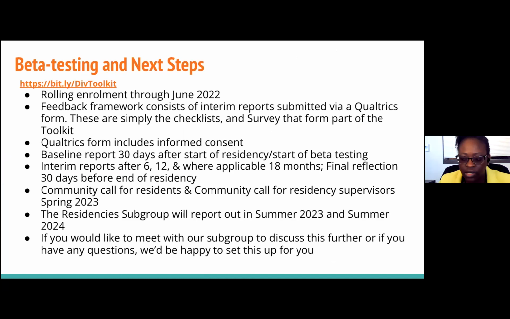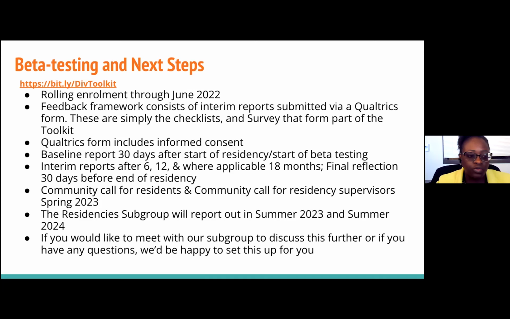So the next step for us is beta testing the toolkit. We are looking for institutions to take part in essentially field testing the toolkit. We received IRB approval for our study in September 2021. Shortly after, we released the toolkit, and the research team comprises myself and Mallory, as well as Anna.